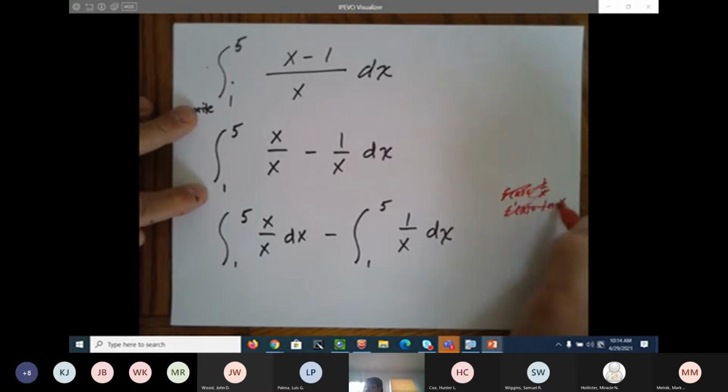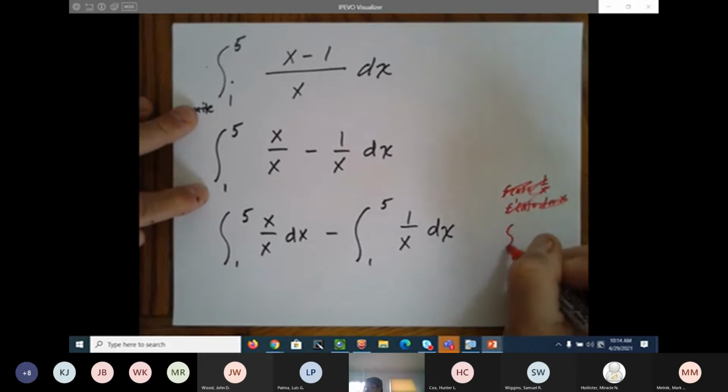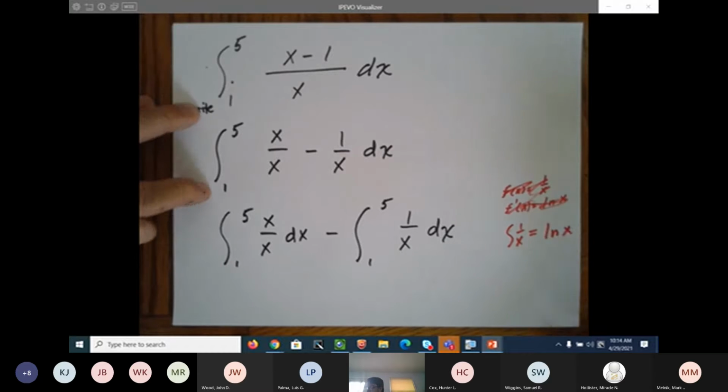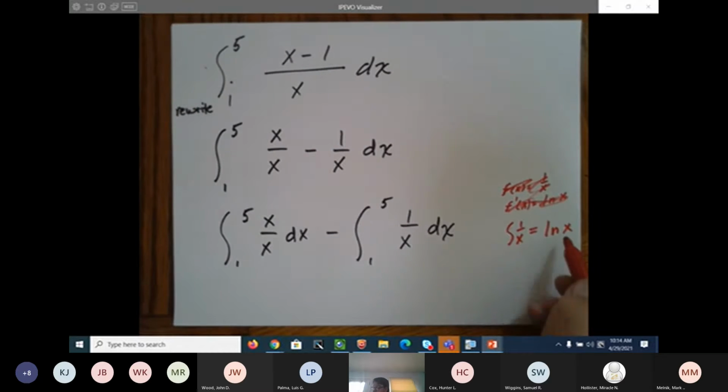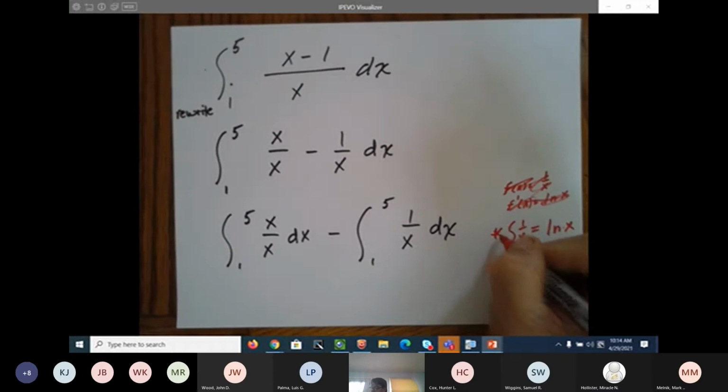So let me just write it. The antiderivative of 1 over x is equal to the natural log of x, because the derivative of the natural log of x is 1 over x. So the antiderivative of 1 over x is the natural log of x. So that's the rule that you need to remember.